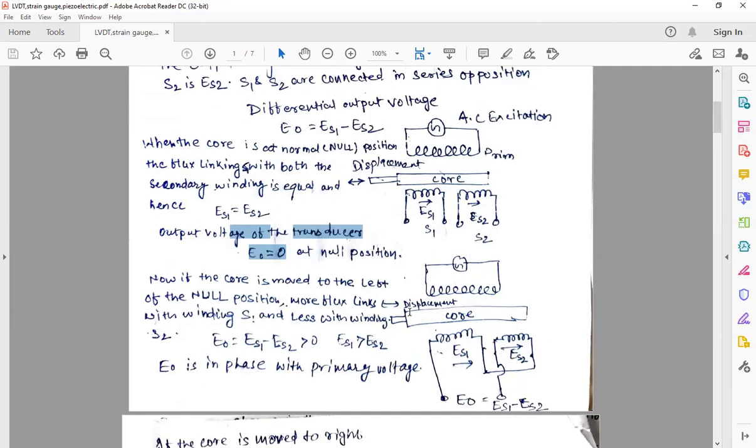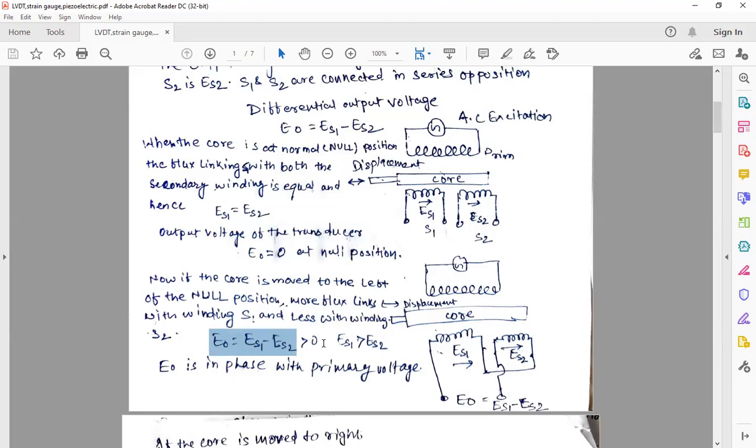But suppose the transformer core is moved to the left from the null position. So what happened? More flux is linked in the first winding, that is S1, and less flux is linked to ES2, the second winding. In this case, ES1 is greater than ES2, and the output voltage, equal to ES1 minus ES2, is positive. Any doubt?